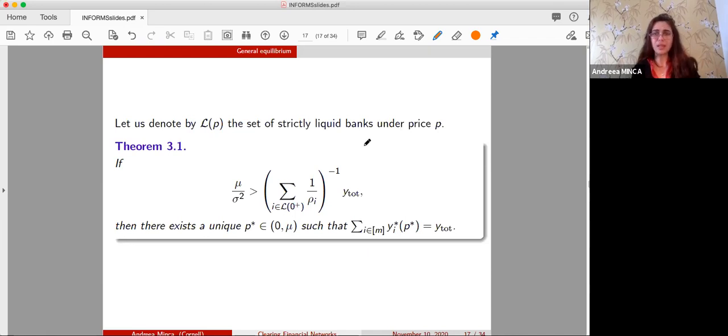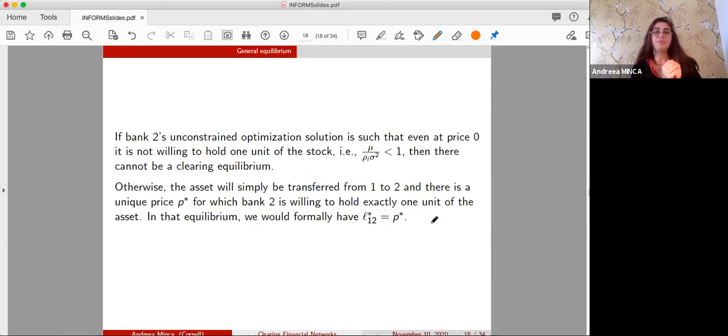The sufficient condition to have a unique price, and a unique price is such that y star, how much each bank wishes to hold in equilibrium for the price p star, is the same as the total amount of the asset in the system. So bottom line is that if we look at bank two's unconstrained optimization, in the previous example, it is such that even at a price zero, it is not willing to hold 1 unit of the stock. If the price was zero and the bank had no constraints of wealth, then what it would wish to hold under an exponential utility is mu divided by sigma squared times the risk aversion coefficient. This is how many units of the asset it was willing to hold. And recall, it is supposed to hold 1 unit of the asset. So if that is smaller than 1, then there is no equilibrium.